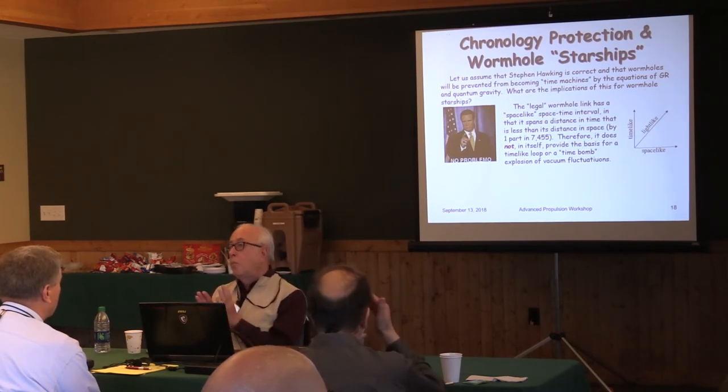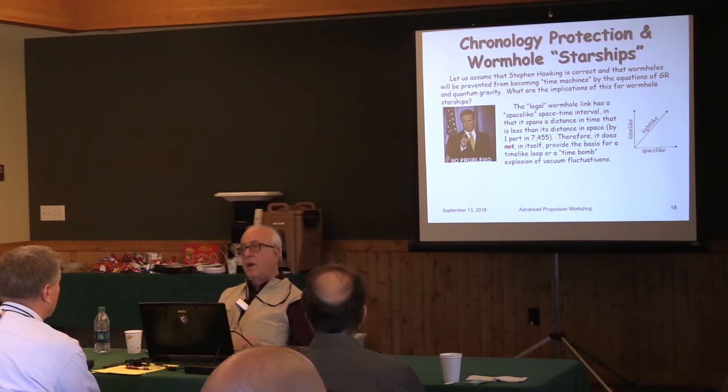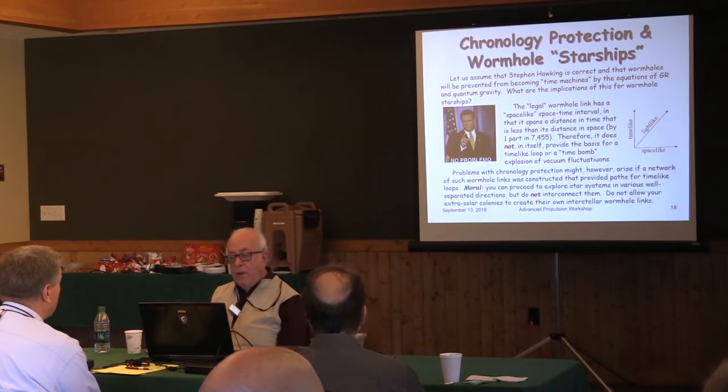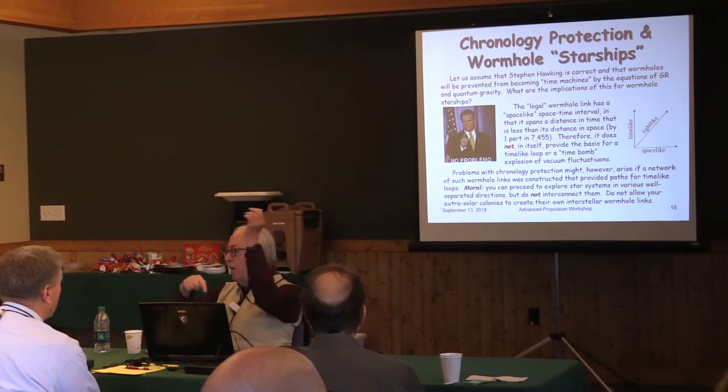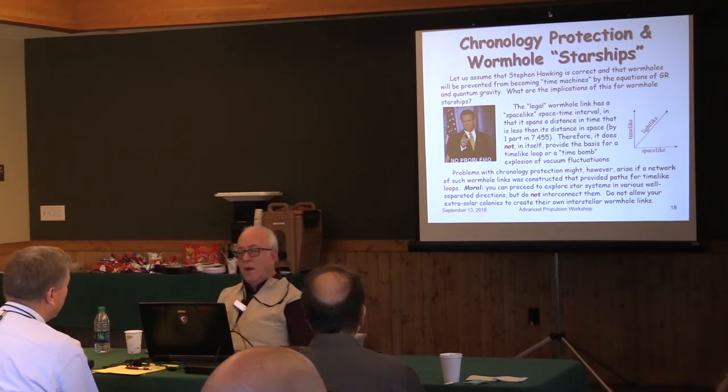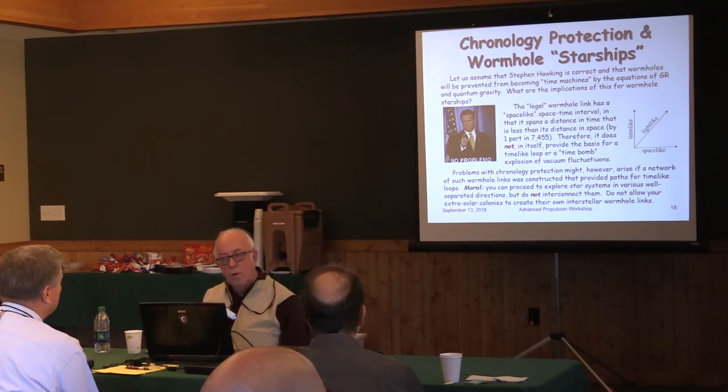So there's not any real problem in terms of chronology protection and sending wormholes out to the stars in various directions. What might be a problem is if your colony decided to send their own wormhole someplace else and started making connections that could produce time-like loops, and so you would have to make a law that it was absolutely forbidden for your colony worlds to produce their own wormholes.